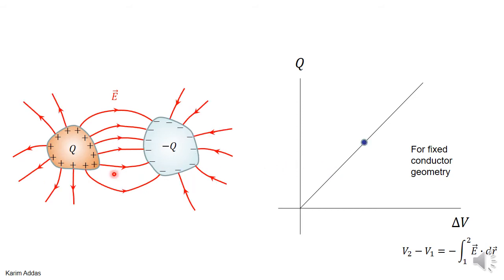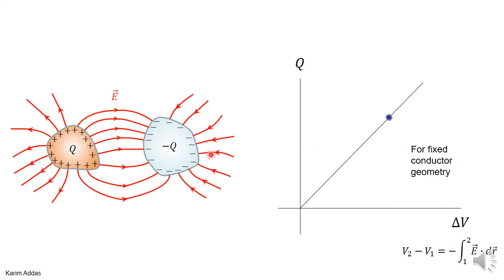If you make the charge a larger value, then of course the electric field is going to be stronger. And since the electric field is stronger, the potential difference is larger. So when you plot the potential difference for this particular charge, you're going to get another point on this line. And if you increase the charge even further, the electric field will increase even further, and since the electric field increases, the potential difference will increase, and you get another point on this line.